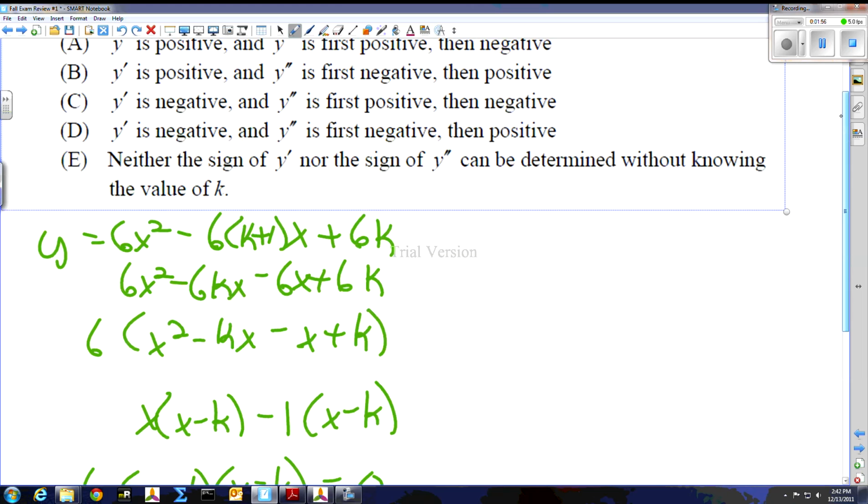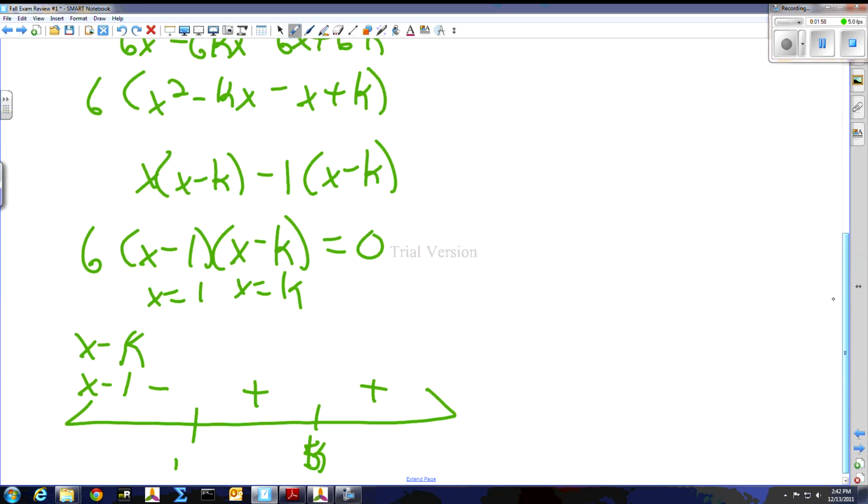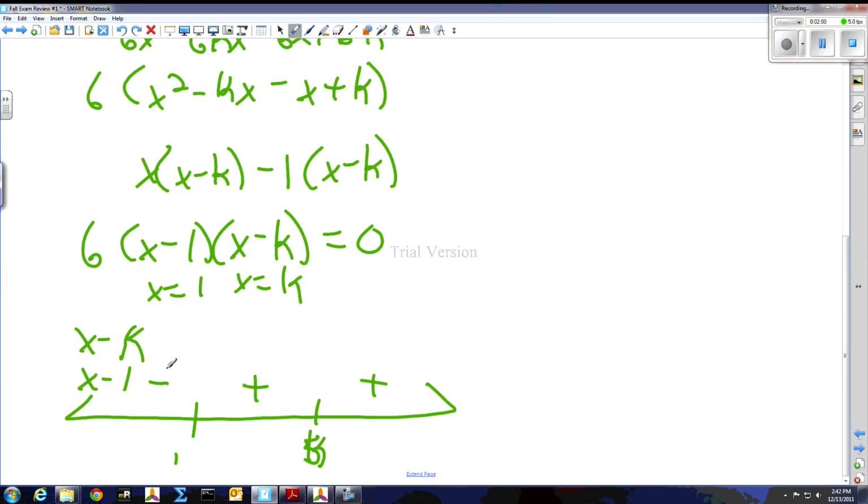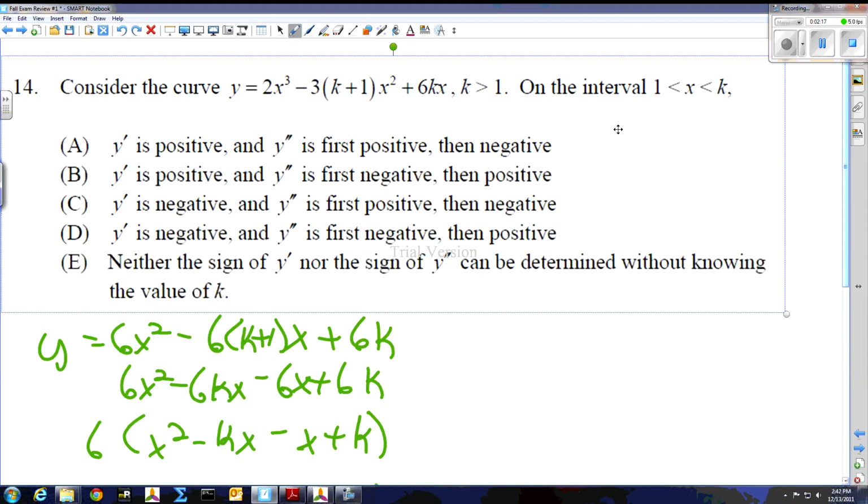If you go back to the original problem, we were told that k is greater than 1. So if we put a 0 in here, that's going to be a negative number. If we put a number smaller than k in here, it's still going to be negative, and larger than k will be positive. So it looks like the first derivative is negative between 1 and k. If we go back up here, we were asked to find something out about the interval 1 to k, and y prime is negative on these two intervals. So it's one of those two now.